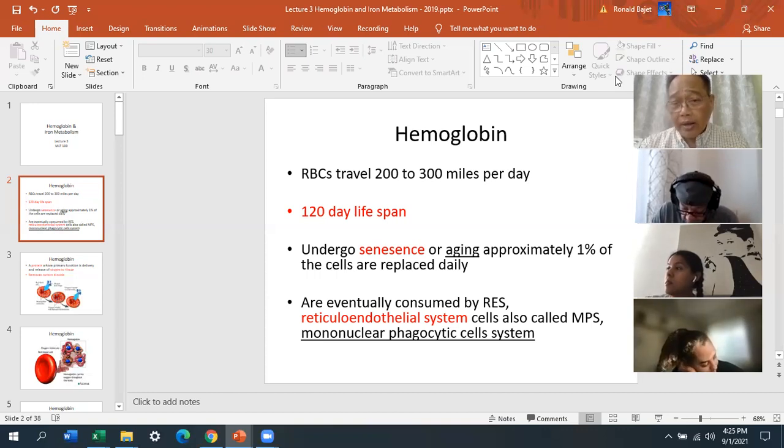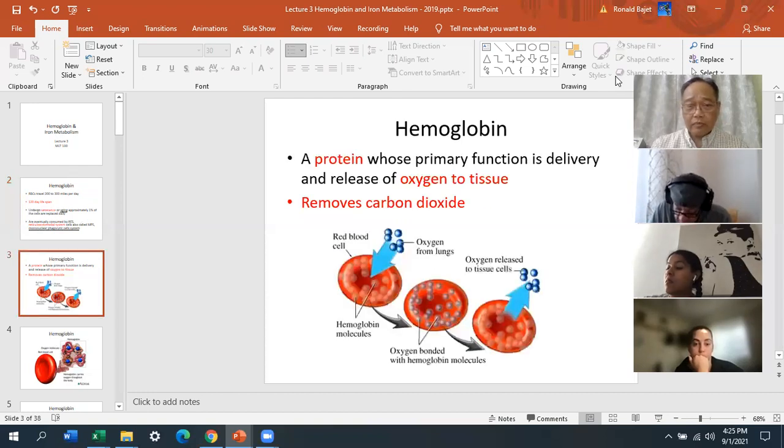Later on, as I mentioned earlier, I'm going to talk about where iron is stored. I think that's in the next lecture. So you have the RES system, the reticuloendothelial system. It includes the mononuclear phagocytic cells. Again, it's kind of like the garbage trucks cleaning up your blood.